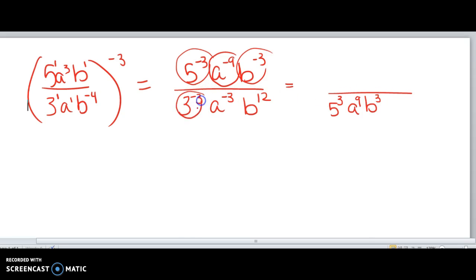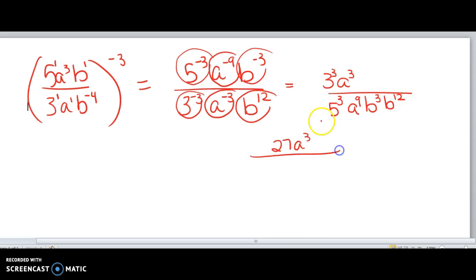3 to the negative 3 is on the bottom, so now it goes to the top and becomes positive. A to the negative 3 is on the bottom, so now it goes to the top and becomes positive. B12 stays on the bottom. So 3 cubed gives you 27, a cubed, over 5 cubed is 125, a9, and then b cubed, b12 gives you b15.